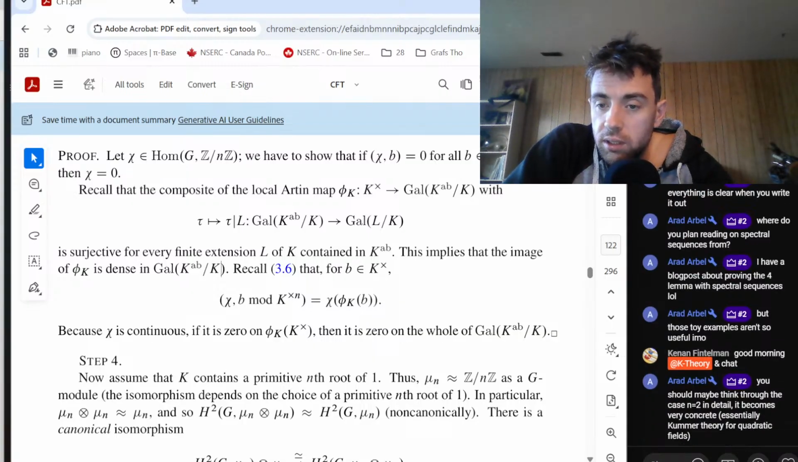Good morning, Keenan. Good morning. I should maybe think through the case n equals 2 in detail. It becomes very concrete, essentially Kummer theory for quadratic fields.